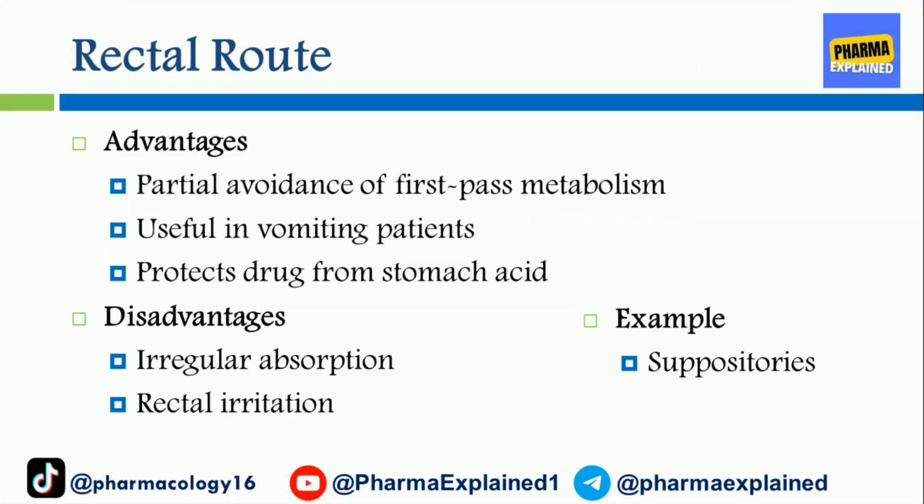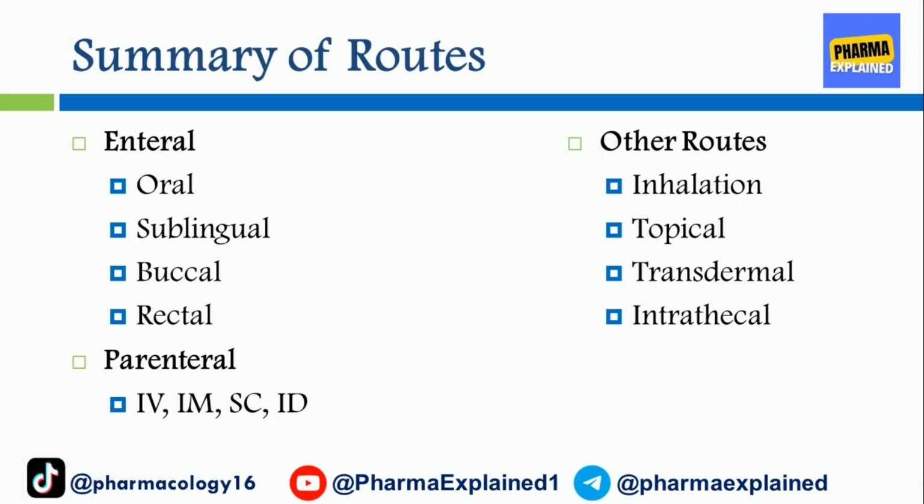5. Rectal route. Drugs are administered through the rectum. Advantages: partial avoidance of first-pass metabolism, useful in vomiting or unconscious patients, protects drugs from stomach acid destruction. Disadvantages: irregular absorption, incomplete absorption, possible irritation of rectal mucosa. Examples include suppositories. Conclusion: in summary, routes of drug administration greatly influence the effectiveness, safety, and onset of drug action.